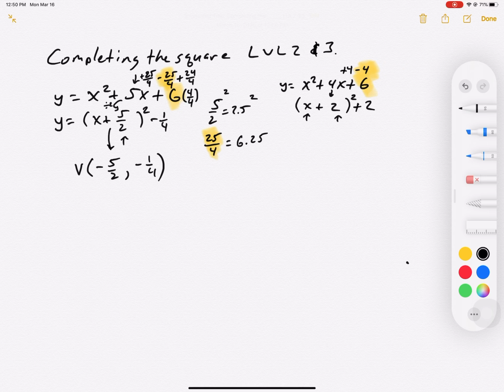Okay. That's level 2. So I highly recommend you do the same exact problem again by yourself, and you can double check your work. You can pause the video and double check your work. Now let's talk about level 3.